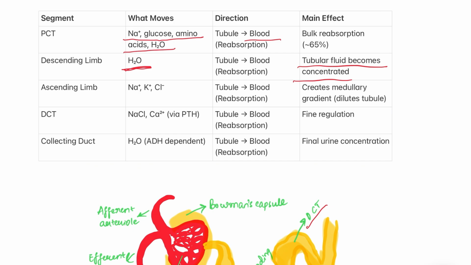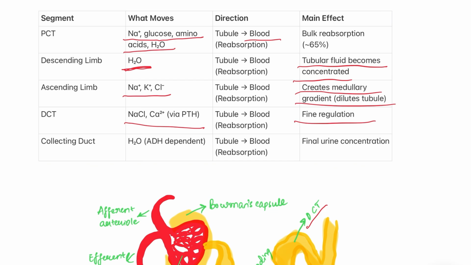Next is the ascending limb. As we can see here, the ions are actively reabsorbed into the blood. The ions are going, so there is a dilution of the fluid in the tubule since the ions are getting lost into the blood. Next is the distal convoluted tubule. Here the salt and the calcium via the parathyroid hormone are getting reabsorbed. Here there is a fine regulation happening, there is a balance of the ions. Next is the collecting duct.